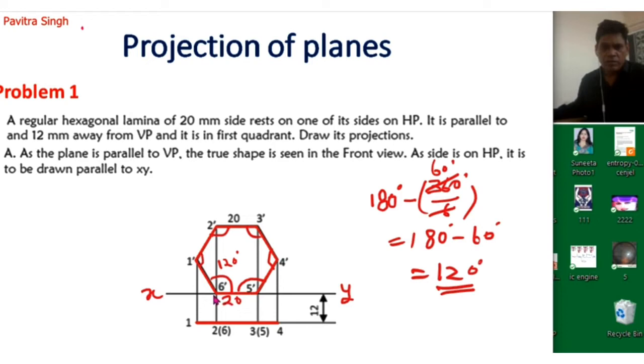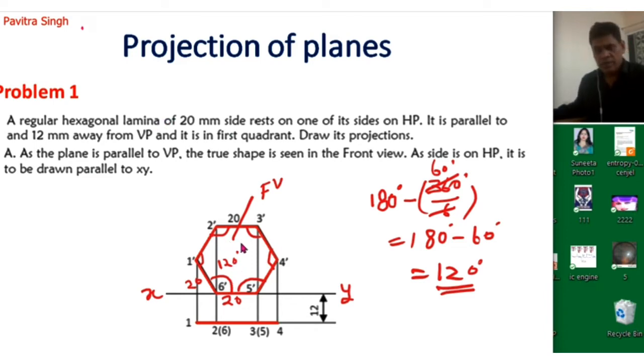Now we will draw this line 1 dash 6 dash at an angle of 120 degrees, and this line will be equal to 20 mm. Similarly, this line, this line, this line, this line. So we have constructed this regular hexagonal lamina of side 20 mm. Now we can say this is the front view of this hexagonal lamina.